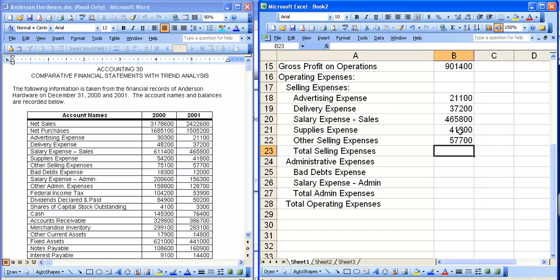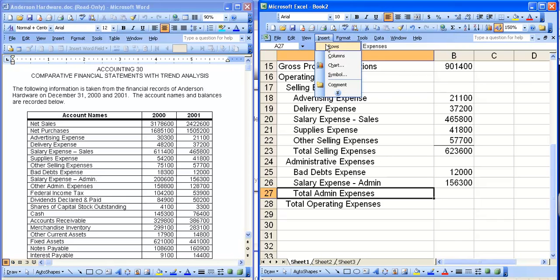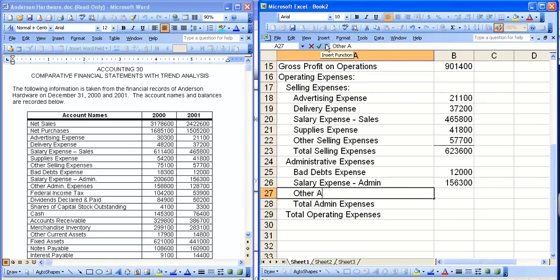Then we get to total selling expenses. So once again we need to add. So I'm going to add those. And then I'm going to put in the admin expenses. Those are expenses that you have to have in order to run your business. I appeared to miss one, so I'm just going to insert a row here and put in other admin expenses.